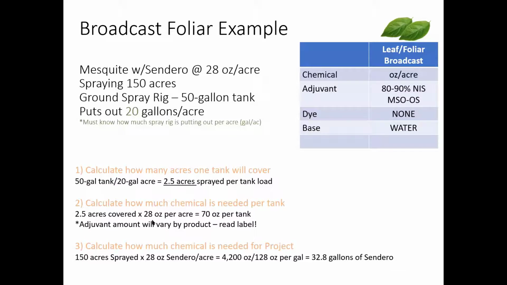And then to calculate the chemical that's needed per tank, you take your 2.5 acres covered, and you multiply that by 28 ounces per acre, because that's what's required for Sendero as broadcast foliar, and you get 70 ounces per tank. The adjuvant will vary with the product, so be sure and read the label there. And then you take your 150 acres sprayed, and you multiply that by the 28 ounces of Sendero per acre. You get 4,200 ounces, divided by 128 ounces per gallon, equals 32.8 gallons of Sendero.